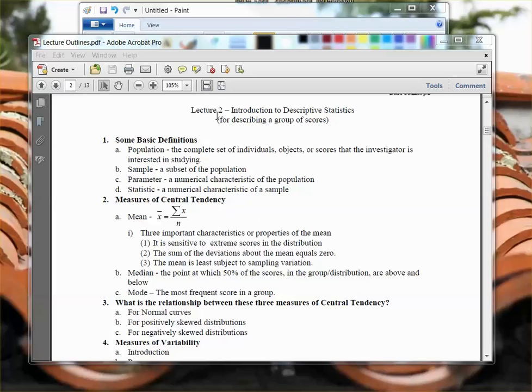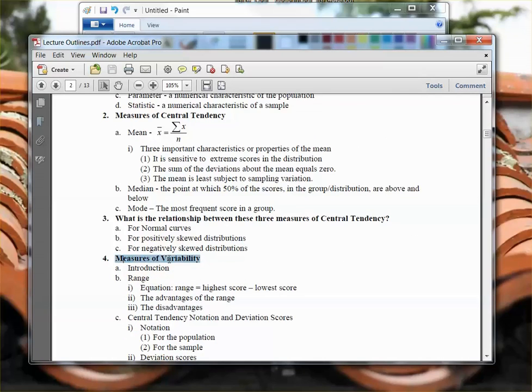Okay, in this video, we're going to continue our discussion of Lecture 2, Descriptive Statistics, but we're going to focus on measures of variability. So unlike measures of central tendency, where we learn about the centermost score, now we're interested in how the scores vary or spread from that measure of central tendency. Because you could have a group of scores that are tightly clustered around the center score, or you could have a group of scores that vary quite wildly. And it would be important to know what kind of situation you're dealing with.